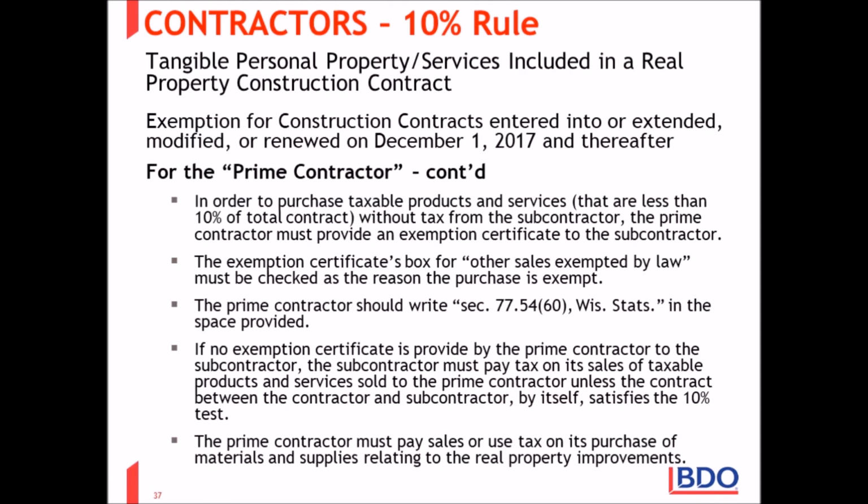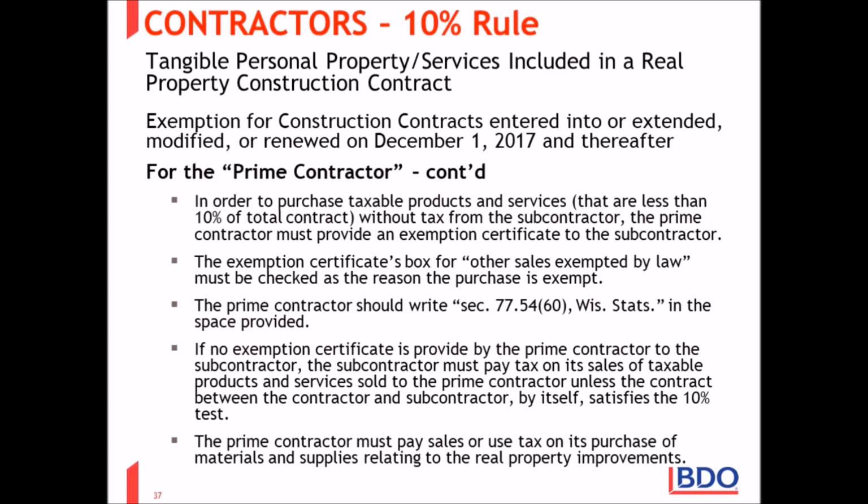And just to continue on this slide for the prime contractor, in order to purchase taxable products and services without tax, the prime contractor must provide an exemption certificate to the subcontractor. And if you're the subcontractor, you don't apply this exemption unless you've actually received that exemption certificate. So the exemption certificates box, it'd be on page 2 at the bottom.